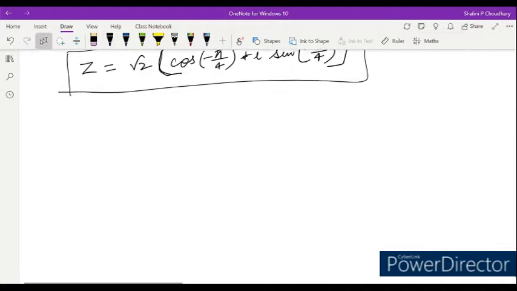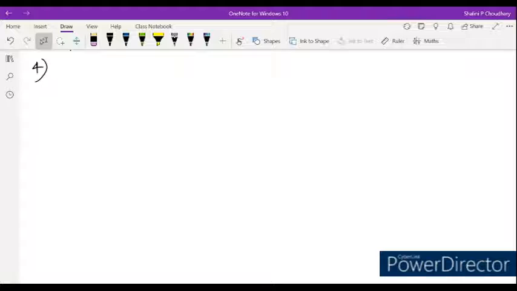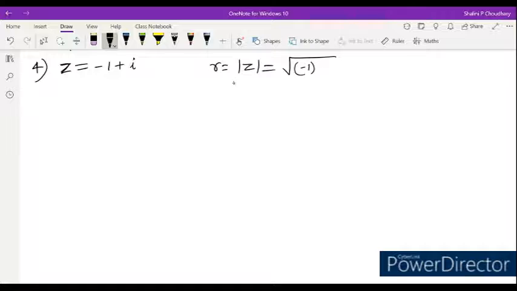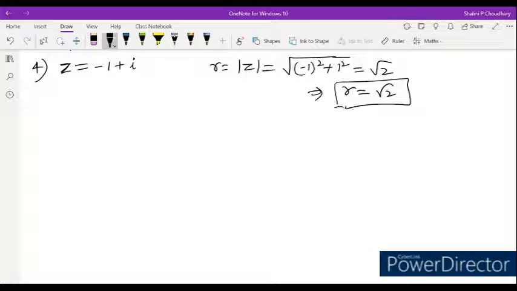Now next question we have to do the same again, we have to convert the complex number into polar form. So z is equal to -1 plus I. Okay, so here r will be equal to modulus of z, that is equal to square root of -1 square plus 1 square, and that will be equal to square root of 2. It means r value is equal to square root of 2. Okay, now here we have to write z in terms of r cos theta and sin theta.